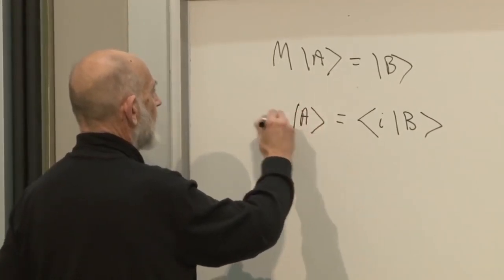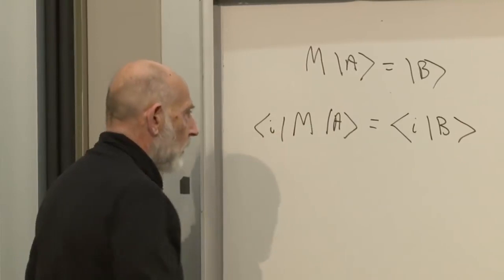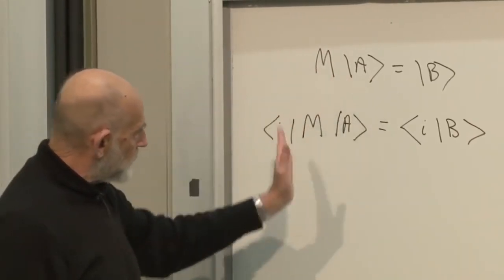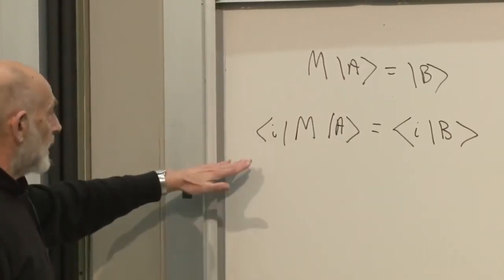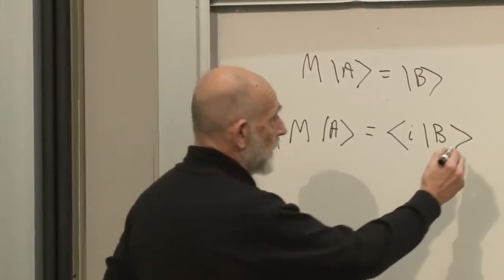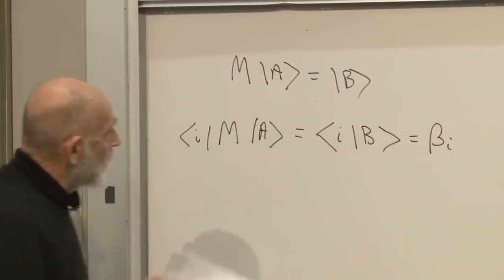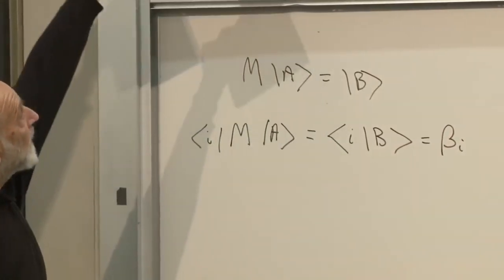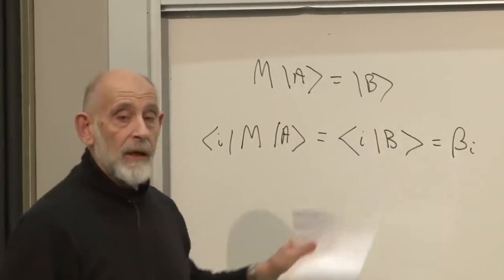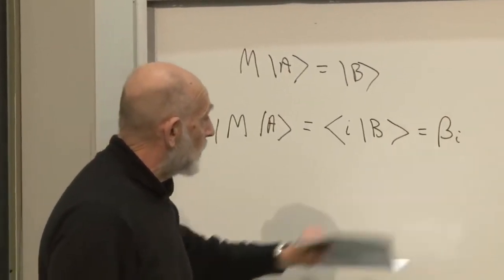All I've done is, on both sides of the equation, project, or take the inner product with the vector i. This, by definition, is beta i. In other words, if I were to expand B in the same way I expanded A, I would use the coefficients beta i. That's what we learned up on the top board.